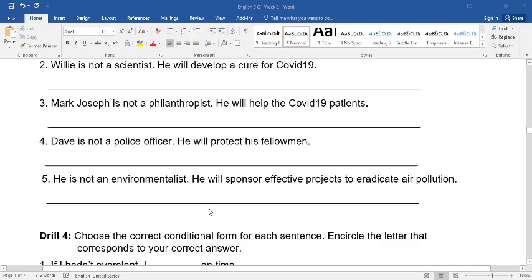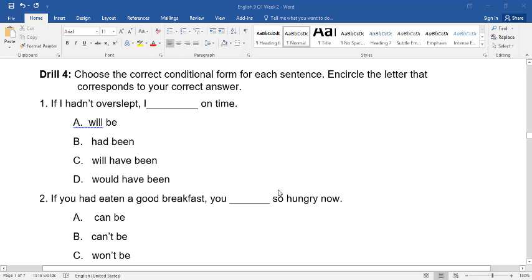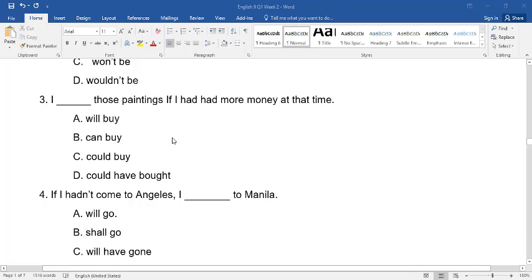Dito kayo sasagot. Drill number 4, choose the correct conditional form for each sentence and circle the letter that corresponds to your answer. It's like drill number 2, only here you have choices. So, ano yung tamang form ng verb considering nalaman nyo na yung meaning and the type of the conditional ng sentence? Just encircle your answer.